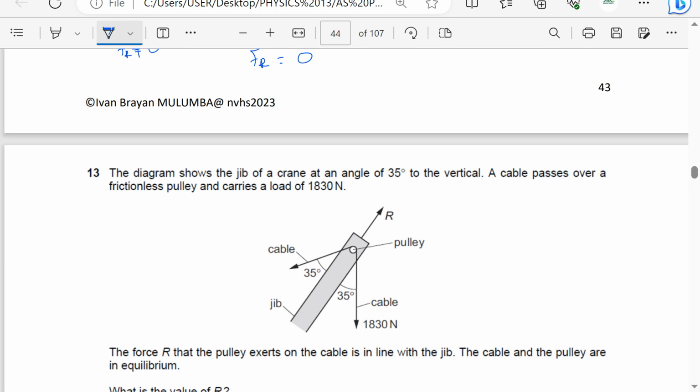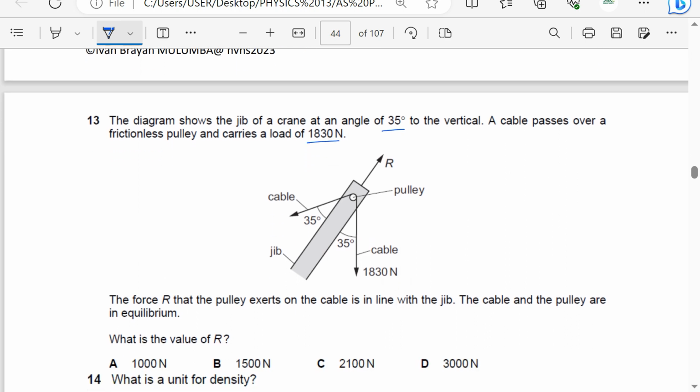The diagram shows the jib of a crane at an angle of 35 degrees to the vertical. A cable passes over a frictionless pulley and carries a load of 1830 newtons. The force R that the pulley exerts on the cable is in line with the jib. The cable and the pulley are in equilibrium. So this is very important, in equilibrium. What is the value of R?